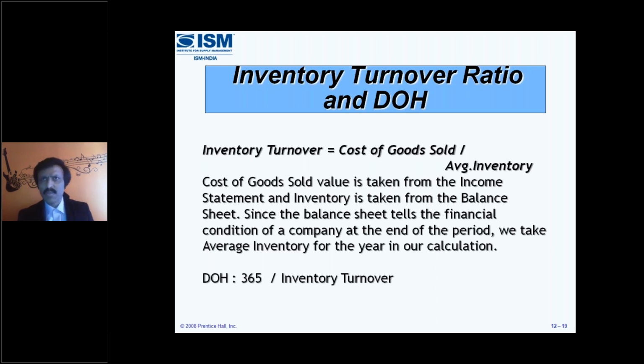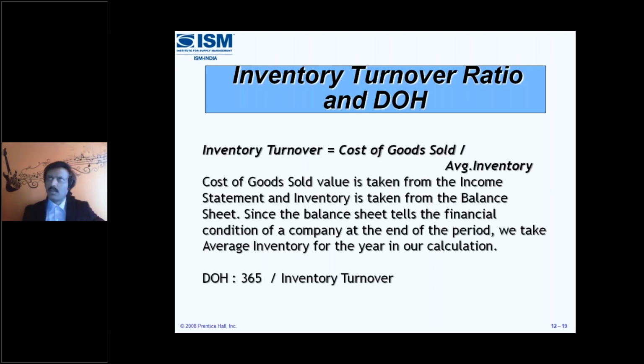In simple terms, what is inventory turns? It is your cost of goods sold and the average inventory. At the end of the year, from your income statement, you can find out the cost of goods sold, and you can also find the inventory from your balance sheet. Its ratio will tell you what your inventory turns are. We will also see this DOH formula, and then we will see the example.